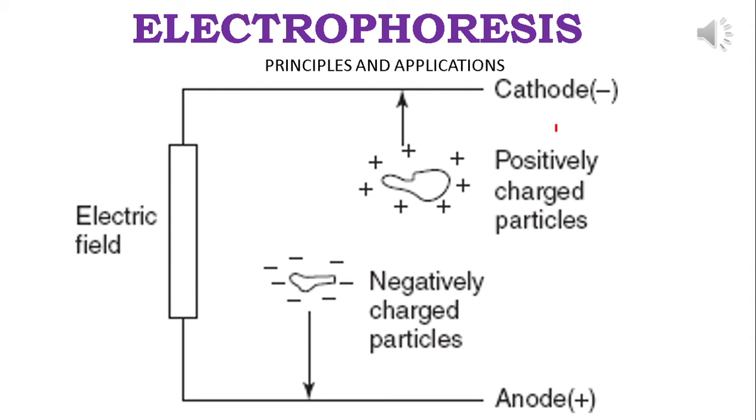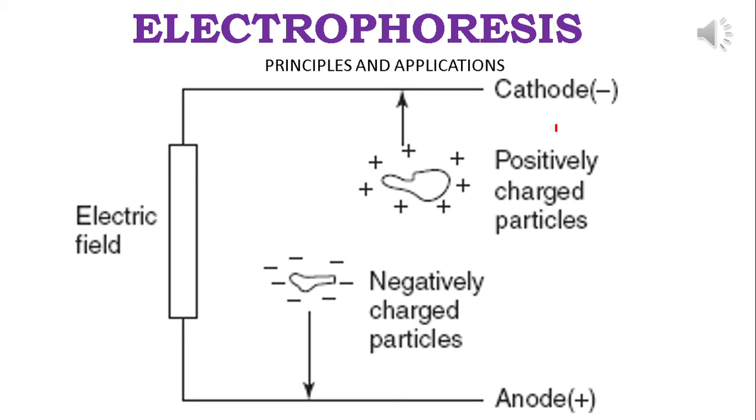All the positively charged particles move towards the negative electrodes and all the negatively charged particles move towards the positive electrode. You have already studied that opposite charges attract while similar charges repel. This is the principle behind it.